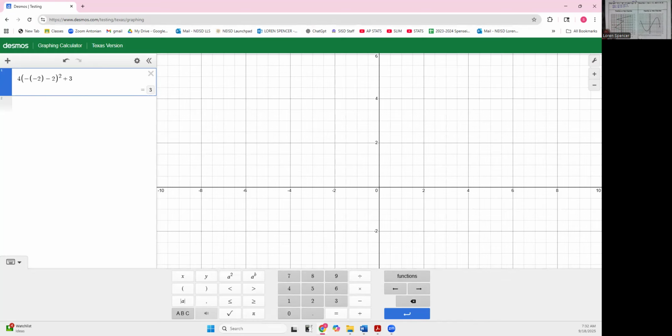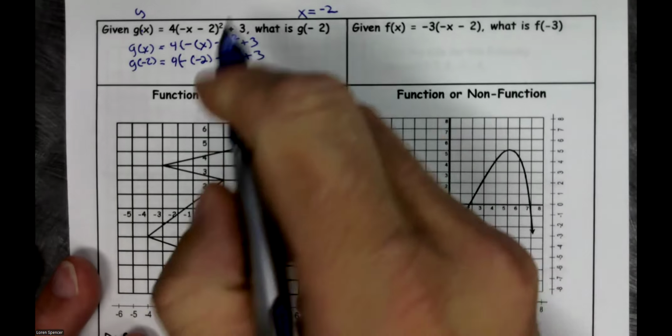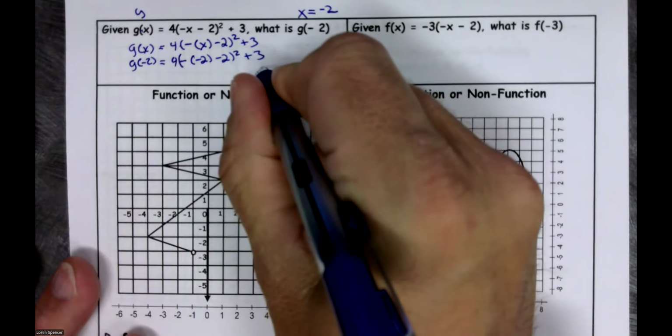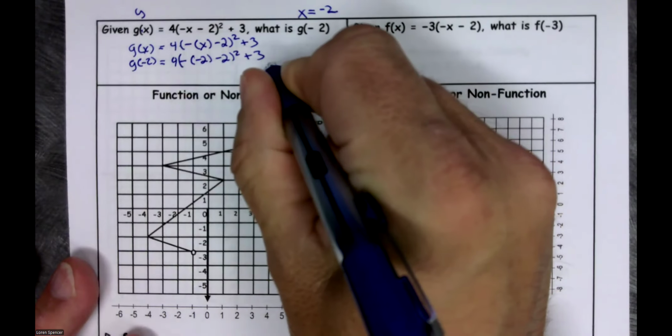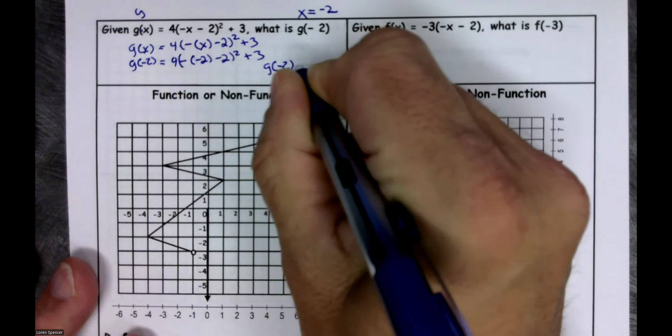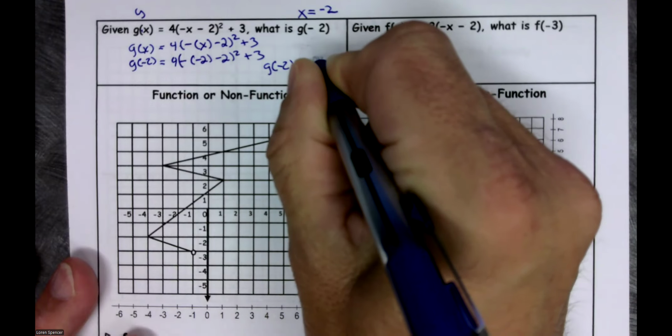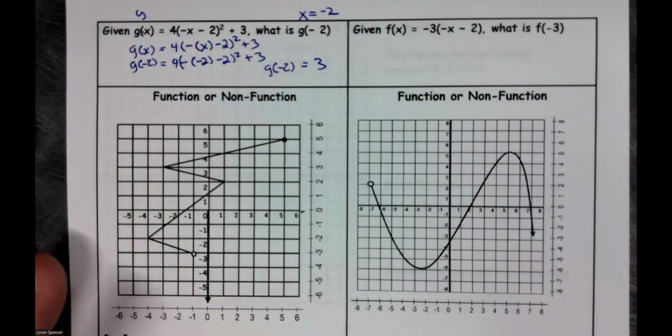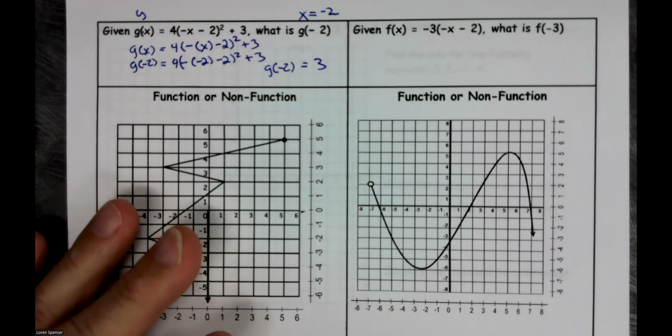And so I'm going to stop the share and we're going to go ahead and take a look at what that means. So it told us it equals 3. And what we're going to write is g of negative 2 equals 3. That's it. We're done. Let's try this one. All right.